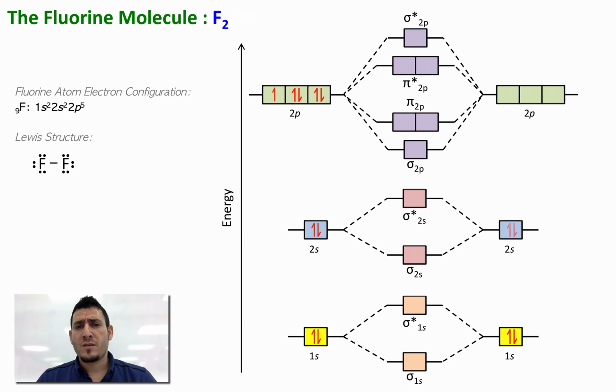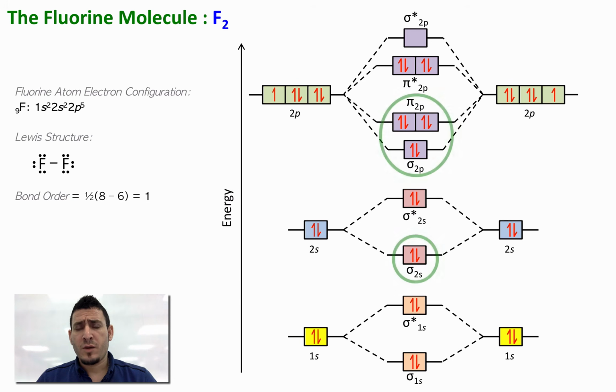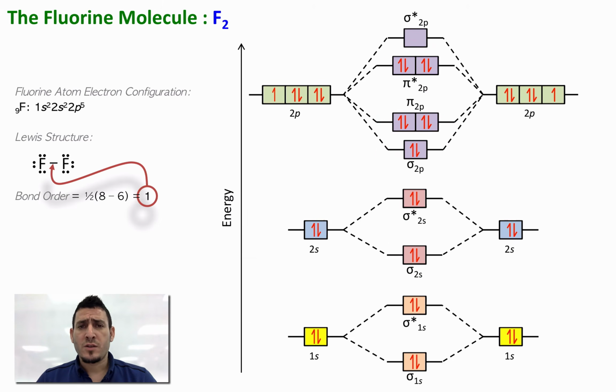Now each fluorine has 9 electrons, so I have a total of 18 electrons. If I fill the electrons in a similar way to oxygen, I will end up having 2 electrons in each pi star 2p. And if I find the bond order, it's going to be 8 bonding electrons minus 6 antibonding electrons, and the bond order is going to be equal to 1, which also fits the Lewis structure that we know, where we have a single bond between the 2 fluorine atoms. Now, as you can see in here, all electrons in the fluorine molecule are paired electrons, and therefore that's going to be a diamagnetic molecule.